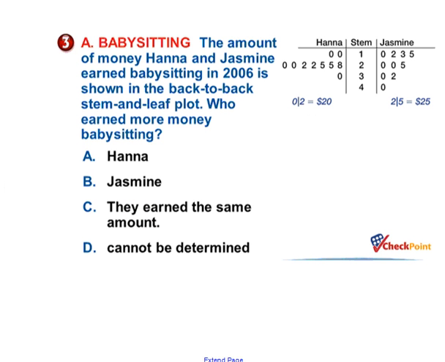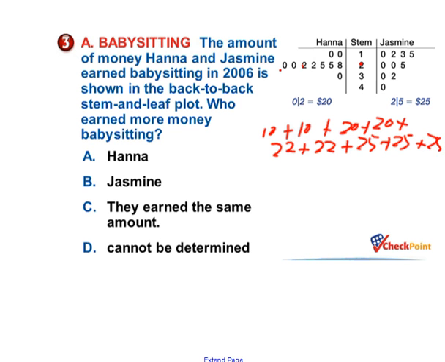The last slide that we're going to do talks about babysitting. The amount of money Hannah and Jasmine earned babysitting in 2006 is shown in the back-to-back stem and leaf plot. Who earned more money? Well, I can see that Hannah made $10 plus $10 plus $20 plus $20 plus 22 plus 22 plus 25 plus 25 plus 28, and then she made 30.